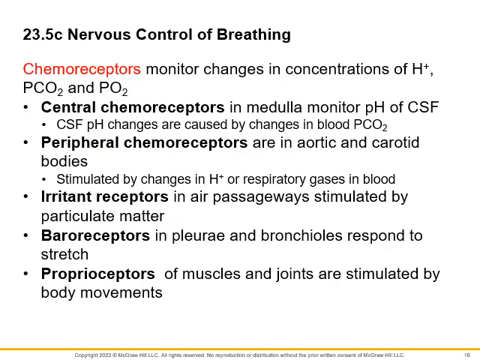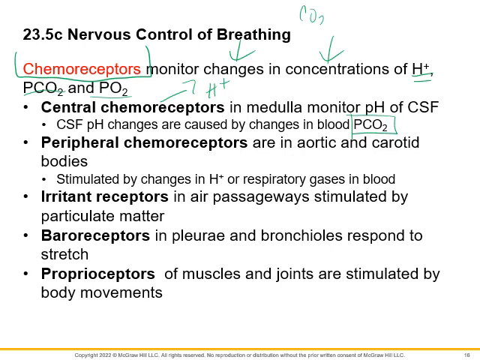Next, we have to talk about chemoreceptors. So most of us know these are going to monitor changes in some sort of chemical concentration. We're specifically talking about hydrogen ions, carbon dioxide, and oxygen. Specifically, these central receptors are going to monitor hydrogen ion concentrations. And this really changes with the concentration of carbon dioxide.